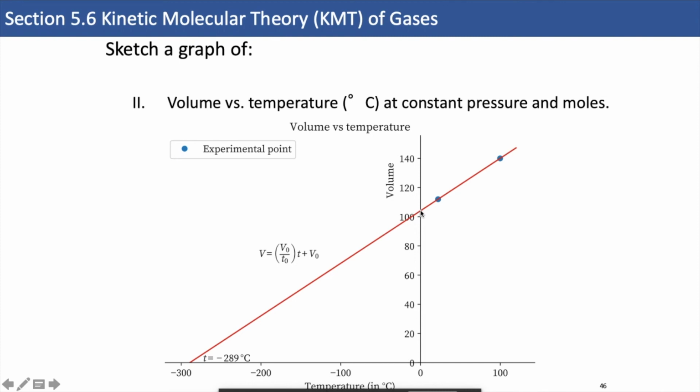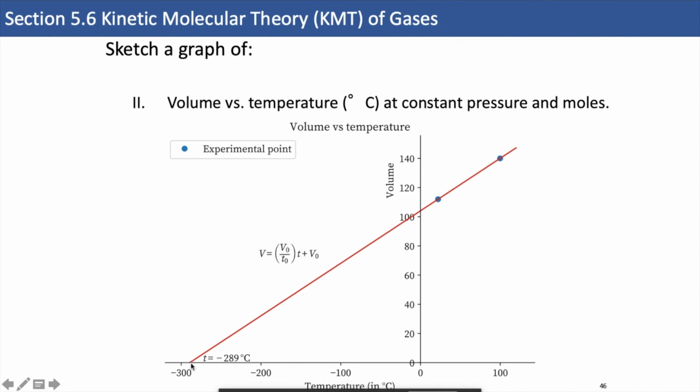But here's the beauty of degrees Celsius. If we continue the graph beyond that, since this is volume on the y and temperature on the x, eventually the line will cross the x at a 0 point. That would technically be when the temperature is, you guessed it, as low as it can possibly be. This is one of the ways you derive absolute zero, and one of the easiest ways of deriving it. Here it's negative 289 degrees Celsius.